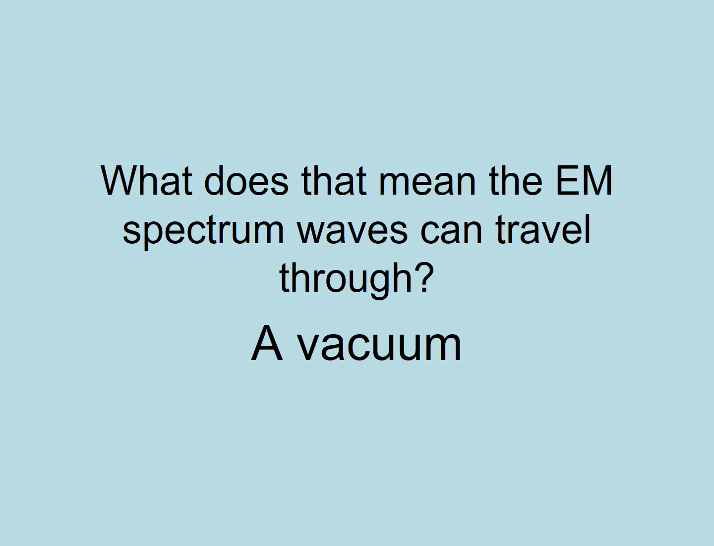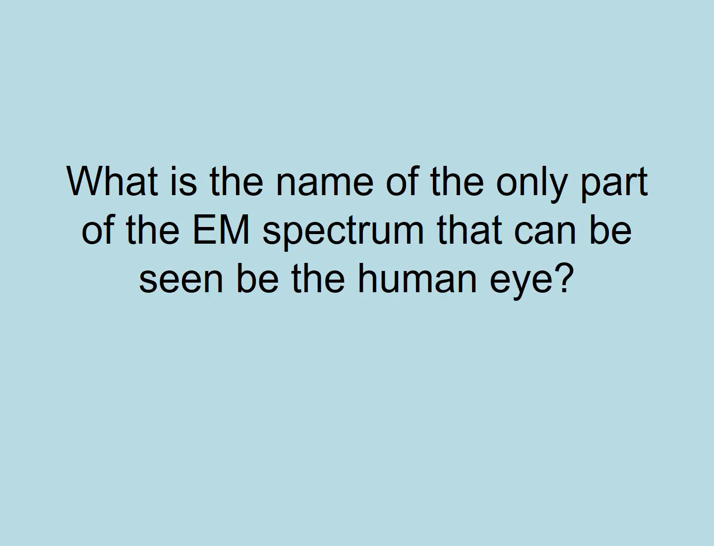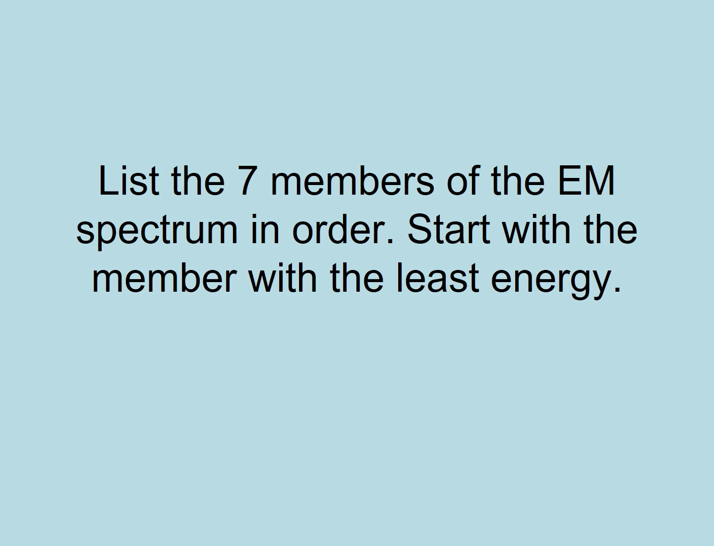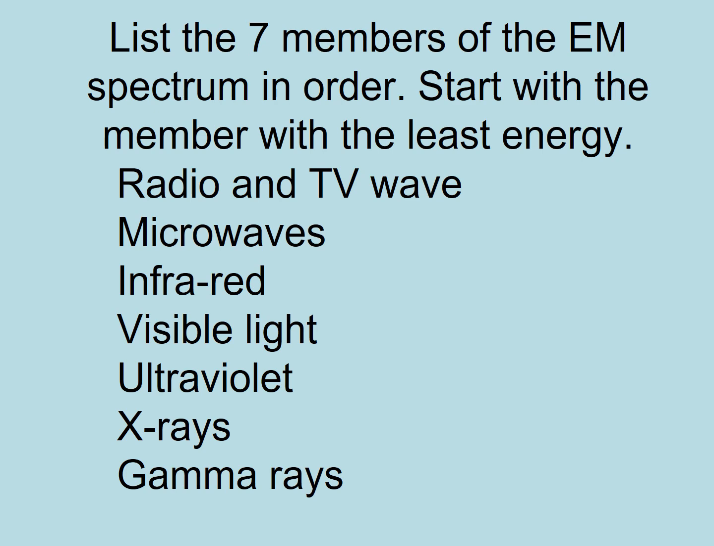What is the name of the only part of the EM spectrum that can be seen by the human eye? Visible light. List the 7 members of the EM spectrum in order. Start with the member with the least energy. Radio and TV waves, microwaves, infrared, visible light, ultraviolet, X-rays and gamma rays.